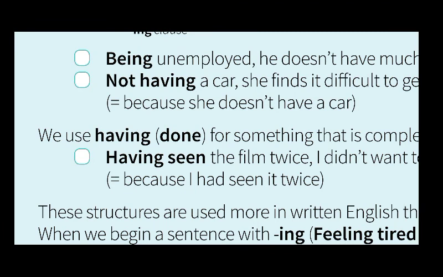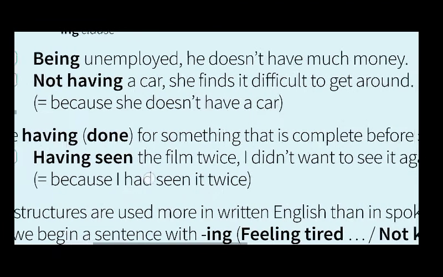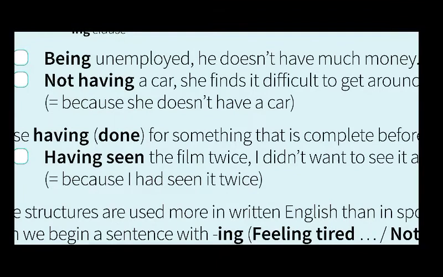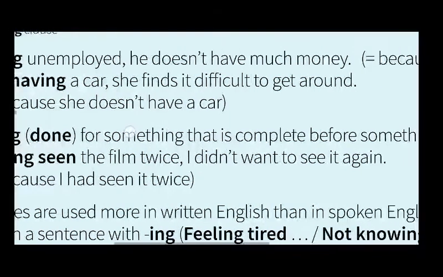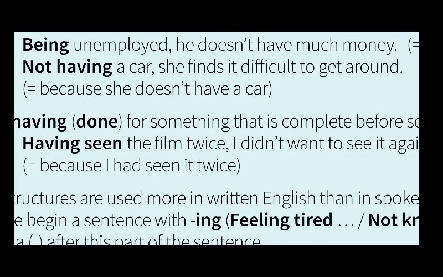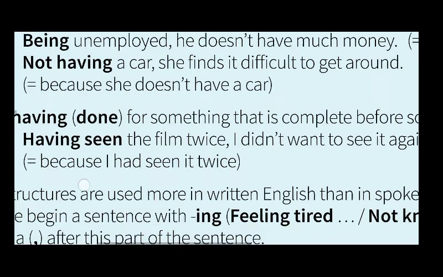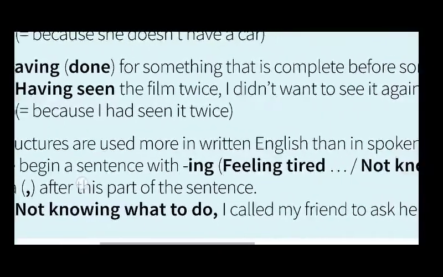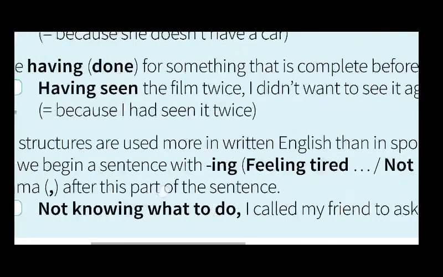We use having done for something that is complete before something else. Having seen the film twice, I didn't want to see it again. That means I had seen the film twice, so I didn't want to see the film again because I had seen it twice. These structures are used more in written English than in spoken English, as we have said.